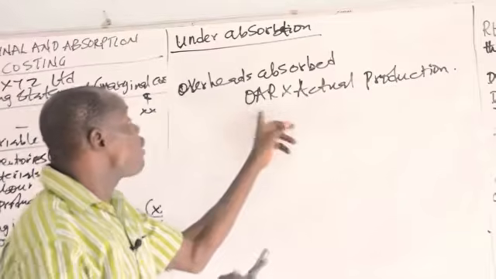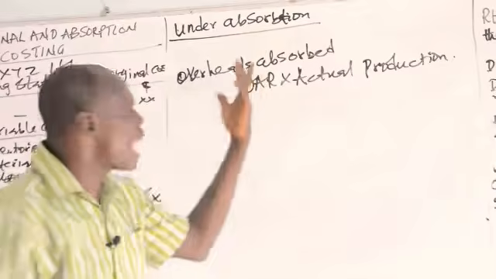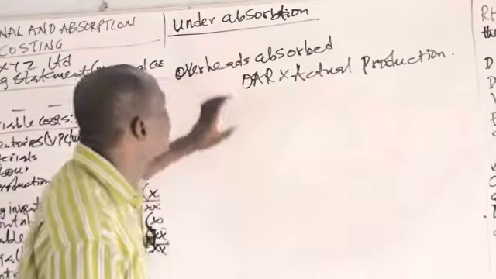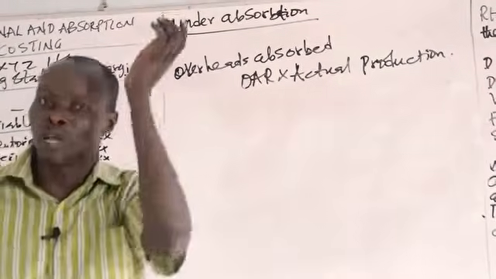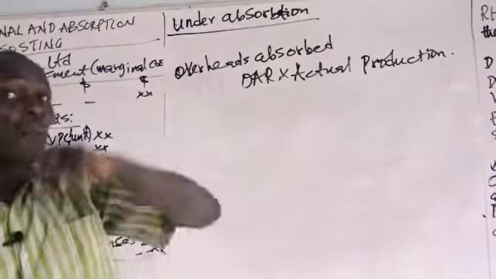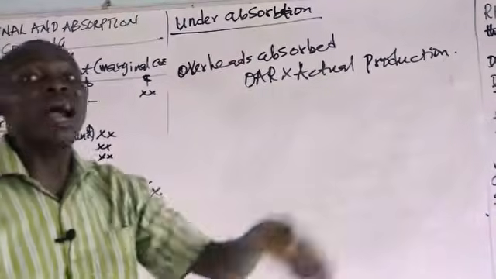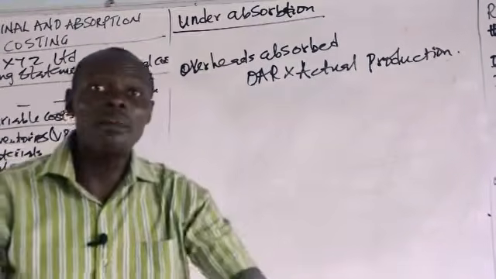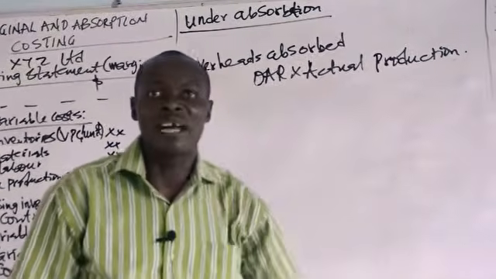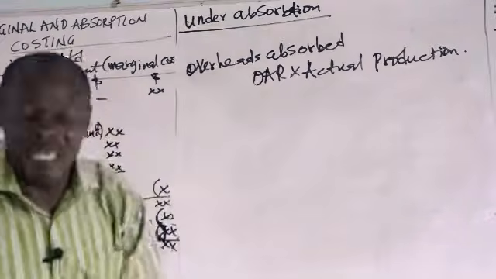I have told you to compute the overhead absorption rate. It is the budgeted data you are going to use. The normal capacity. The budgeted data will be used in computing the overhead absorption rate, not the actual data of the period. It is the budgeted, the one based on the budget. Sometimes it might appear as the normal capacity. Sometimes it will appear as budgeted expenditure or whatever. Sometimes they might call it normal. So it is the budget that will be used.